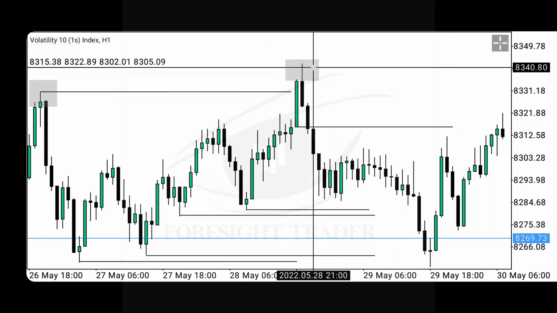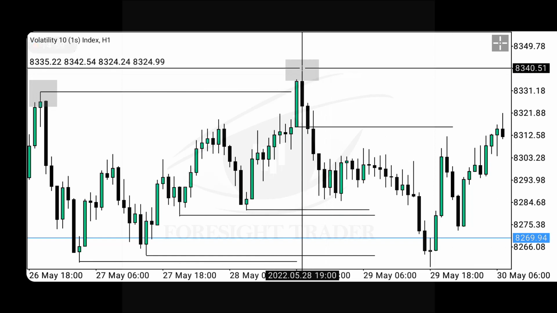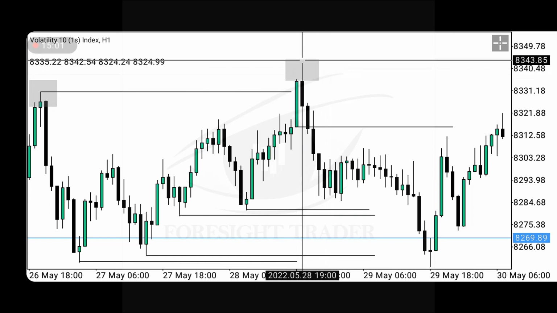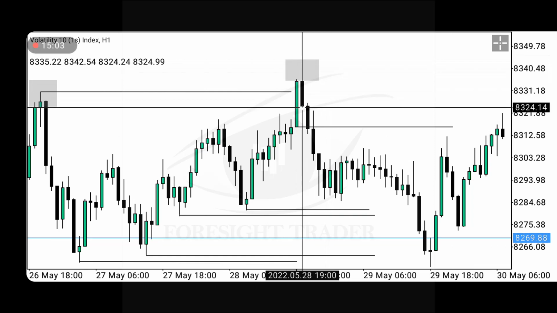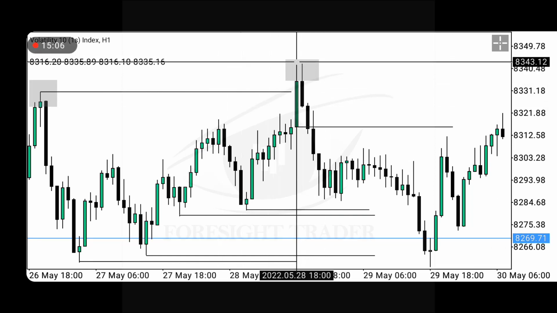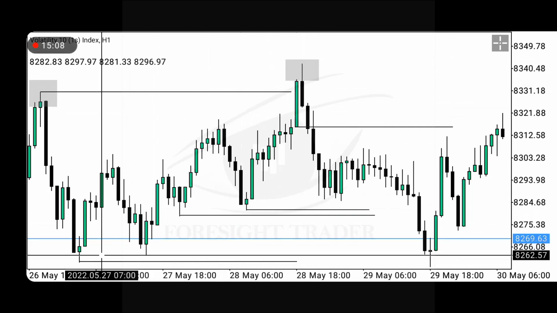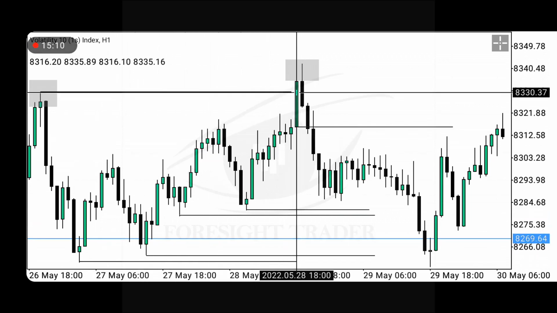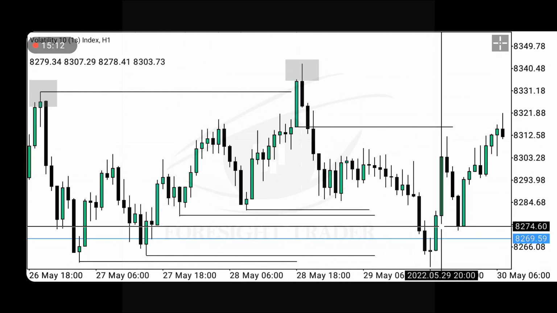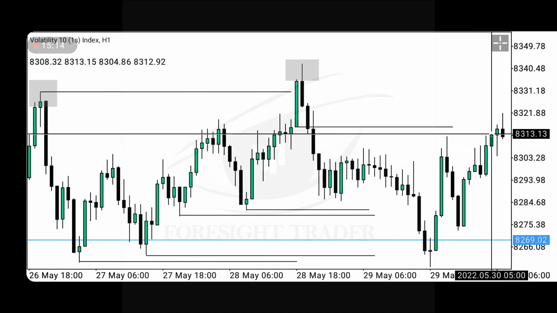Okay, price sold. Market makers sold at this point after creating a new high here, grabbed all the liquidity, and sold in order to grab all the liquidity below here. So they are buying here and they are selling here. They have to come and close their buy position and add more sales.